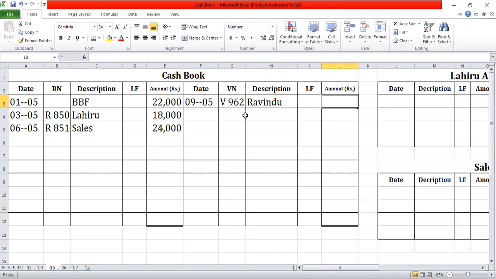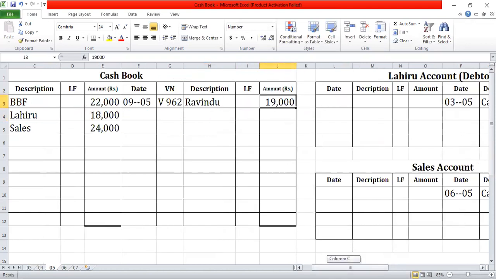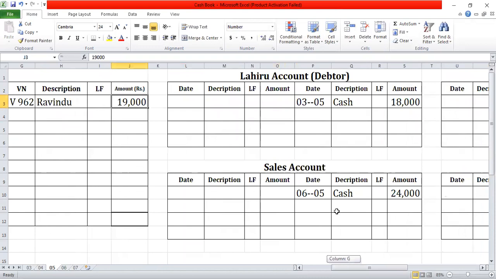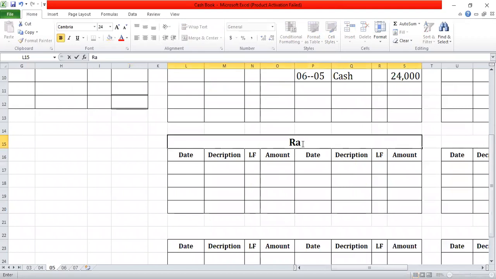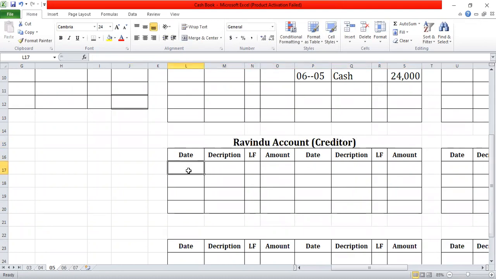Ravindu. We have paid 19,000 to him. Cash book credit. Ravindu is a creditor. Open an account for Ravindu. Ravindu account, within brackets you can write he's a creditor, because we have paid cash to Ravindu. So it's a decrease of a liability. Decrease of liability is a debit.